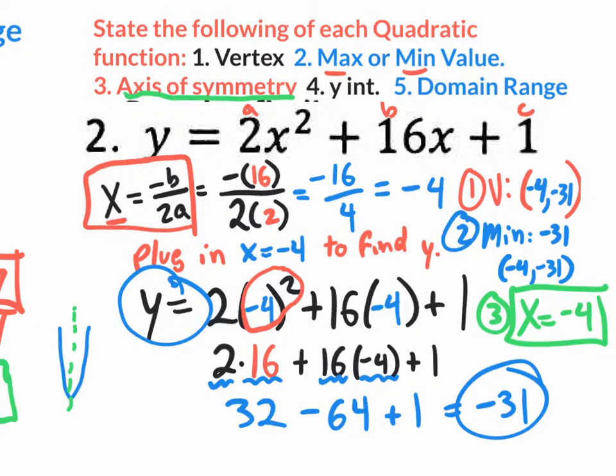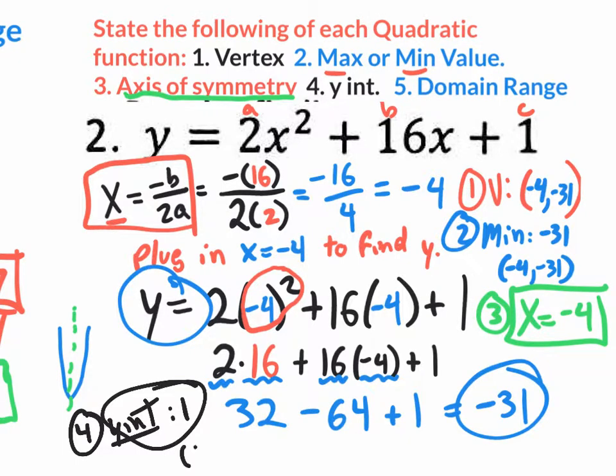How do you find the y-intercept? You set x's, these x's, you set them equal to 0 and solve. 0 squared is 0, 2 times 0 is 0, 16 times 0 is 0, 0 plus 0 equals 0, and 0 plus 1 is 1. So the c value will always be your y-intercept value. So let's write that down as answer number 4. Let me see, number 4, the y-intercept. You could give the coordinate 0, 1, or you could just say 1. It's up to you.